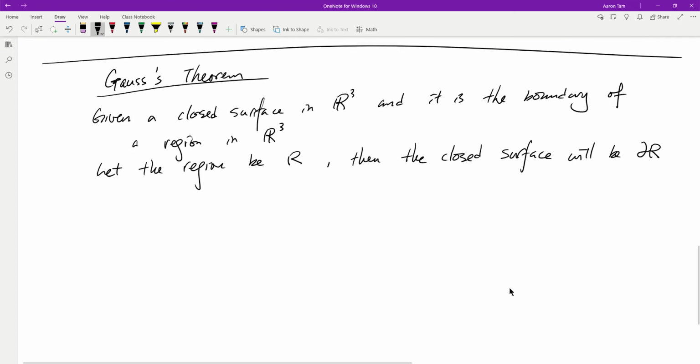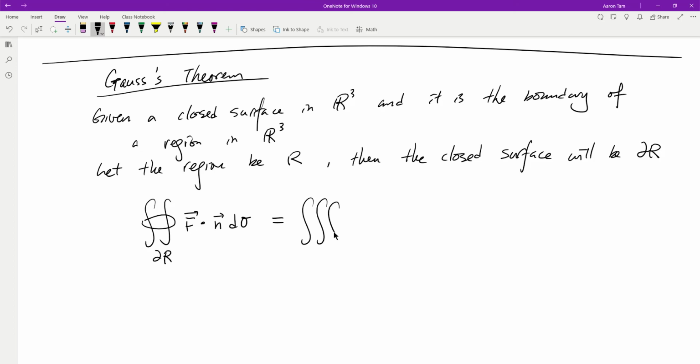So now we come to the important part of Gauss's theorem. If I take a closed surface integral over dR of vector F dot n d sigma, so that's our basic surface integral, Gauss's theorem states that this can now be turned into a triple integral over the region R of the divergence of F dV.